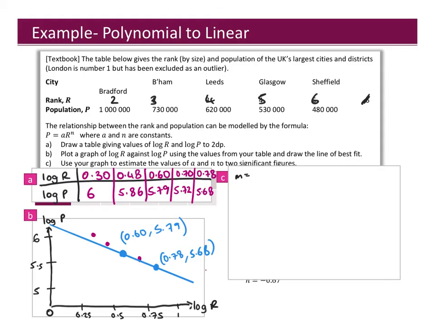So I'm going to get 5.68 minus 5.79 over 0.78 minus 0.60. So that is going to give me a gradient of minus 0.6. Amazing.